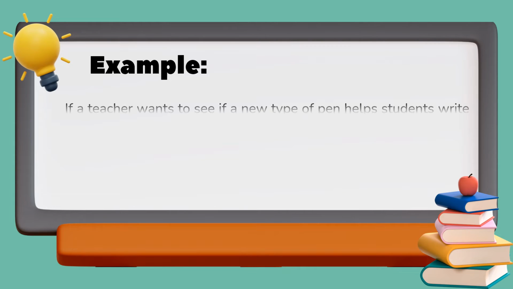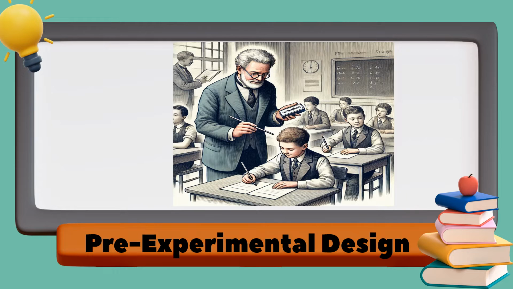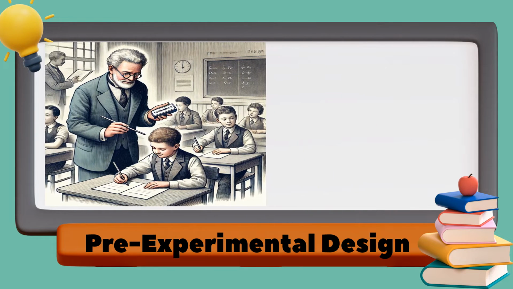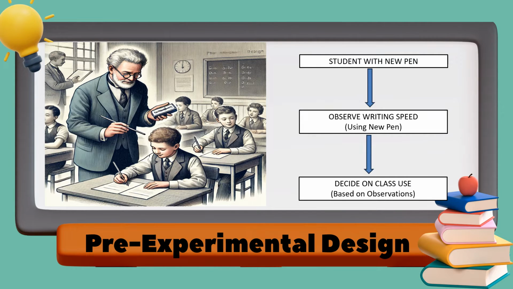Example: if a teacher wants to see if a new type of pen helps students write faster, they might give the new pen to one student and watch what happens. This helps them decide if they should try it with the whole class. This illustration shows how a teacher tests the new pen with one student, observes the writing speed, and then decides whether to use the pen with the entire class based on the observations.